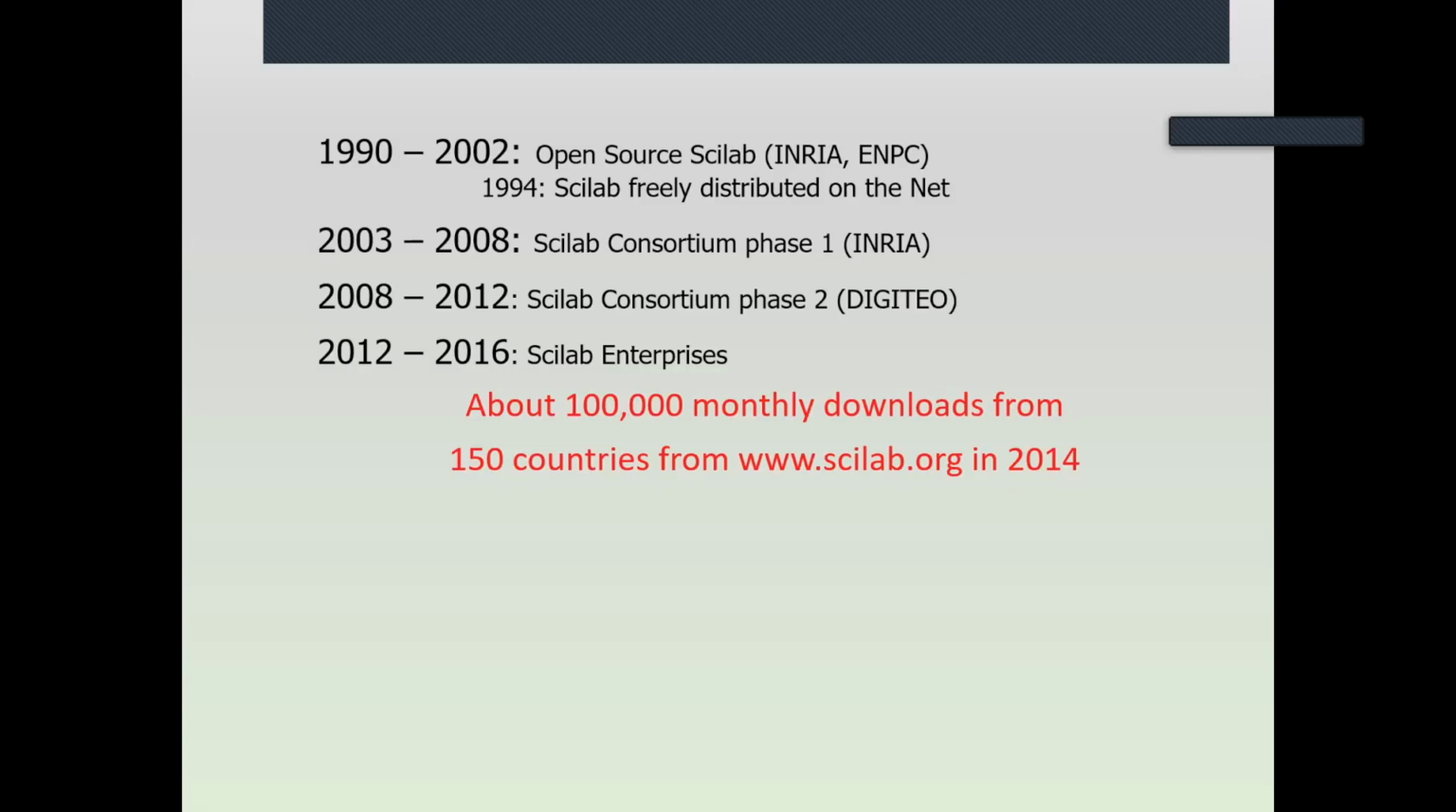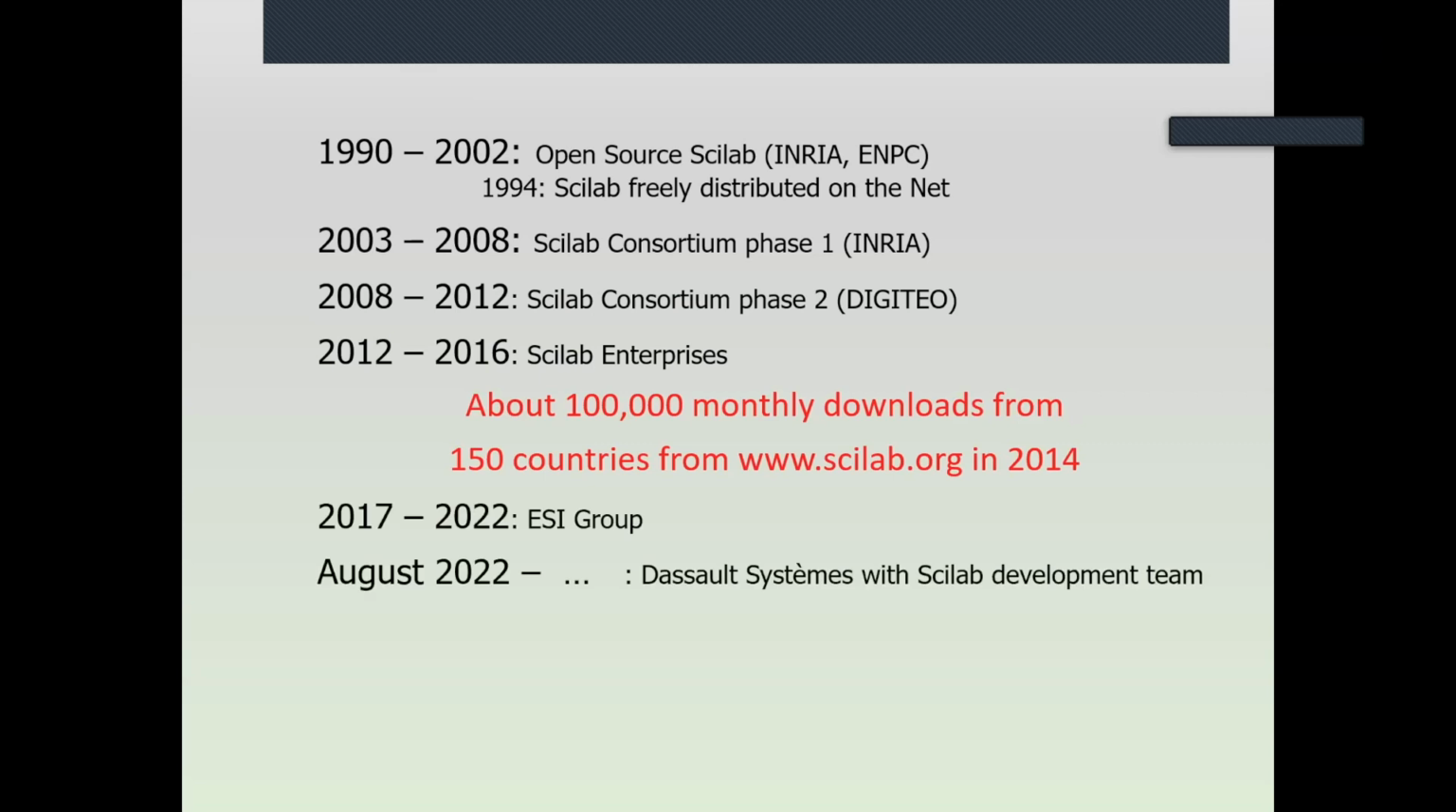But there were more than 150 countries downloading Scilab, and around 2014, about 100,000 monthly downloads. That's a lot, even from countries I didn't know existed, when you see the log. Then Scilab Enterprises stopped and was sold to ESI Group. The last avatar of its story, very soon in August, is when Dassault Systèmes bought Scilab from ESI Group. So it's not the end of Scilab. Scilab continues, and Dassault Systèmes also takes the whole Scilab development team, which was at ESI Group or before. So it's an old software still living, with a big company in charge of it now.